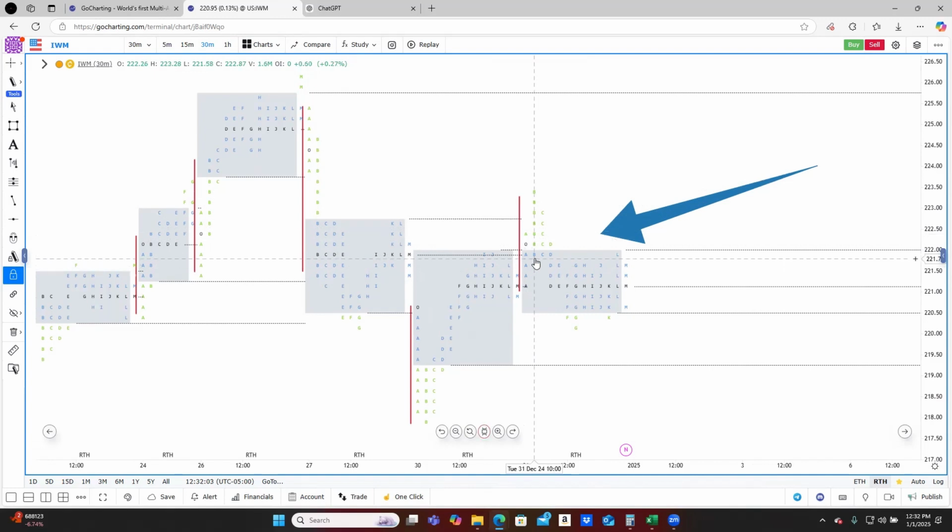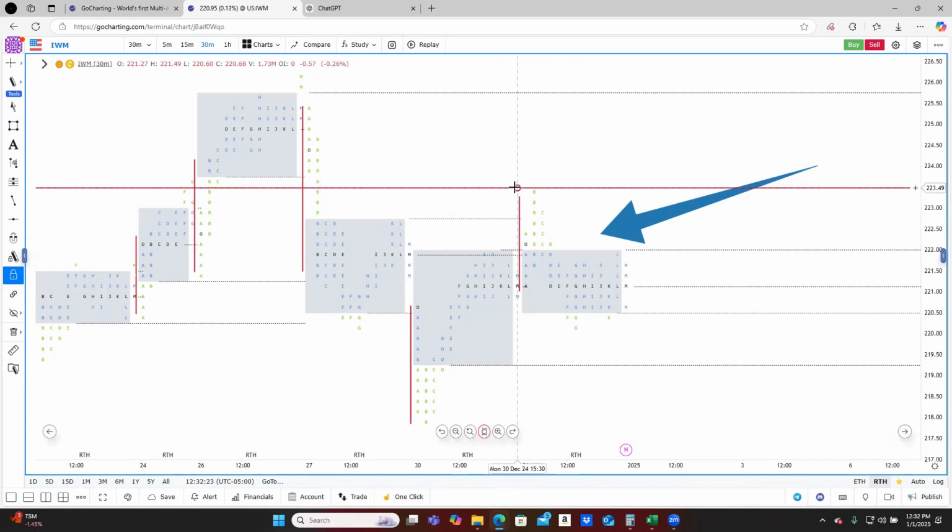We can see price opened at 222.26, but it also went as high as 223.28. But how long did it stay there, right? Only one TPO, or one 30-minute time frame, stayed in that area. So let's box that up real quick.